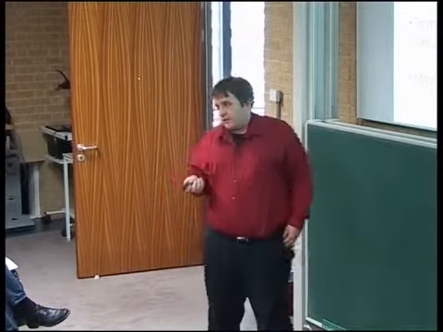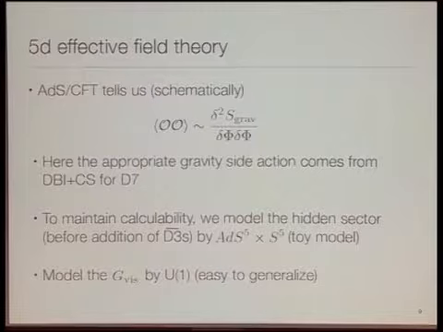So AdS/CFT tells us schematically that if I have some operator O in the field theory that's dual to some field φ on the gravity side, then if I want to calculate this two-point function, I basically calculate somehow this classical correlation on the gravity side. So here, the appropriate gravity side action. Remember, I'm interested in the correlators for fields that are dual to D7 fields. The appropriate action comes from the DBI and Chern-Simons action for the D7 brane.